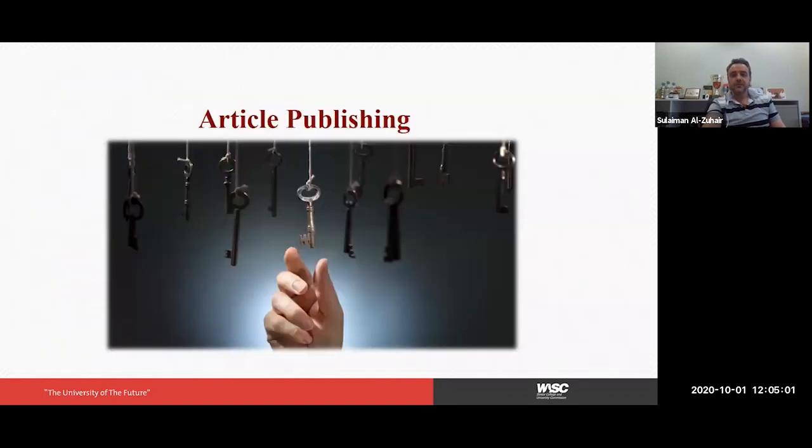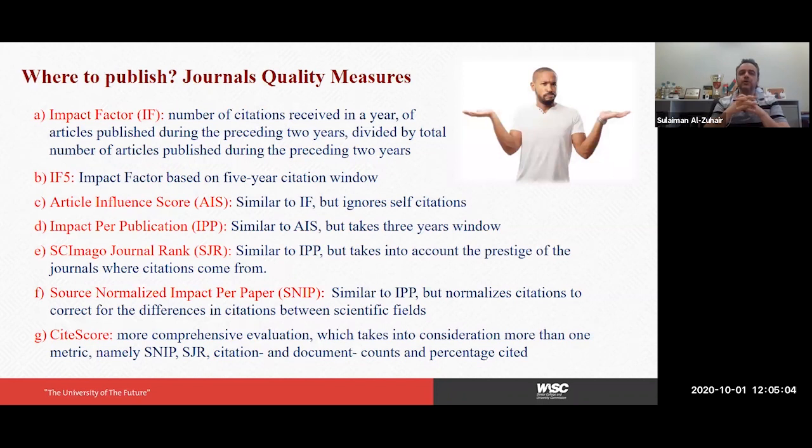So when you want to publish, you should ask yourself, where should I go? These are the different factors affecting or measuring the quality of the journals. The impact factor is one of the main ones. The impact factor 5 is extended for 5 years. Article influence score, AIS, impact per publication, and I put the definitions of them. You can just search those definitions out. The most common ones are the CiteScore and the SCImago journal ranking.